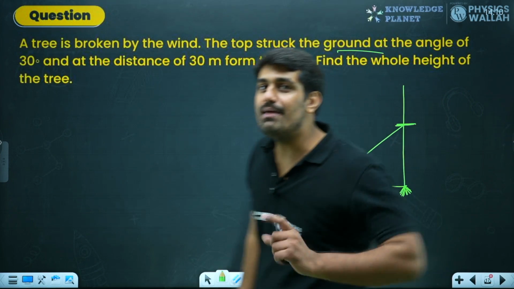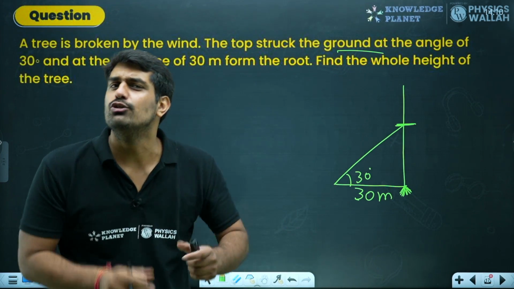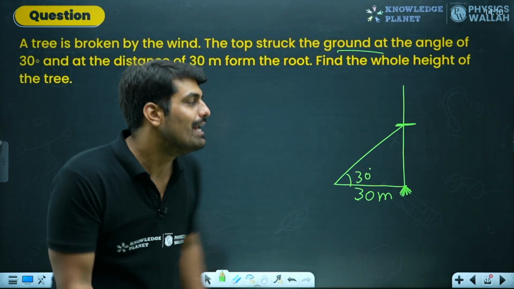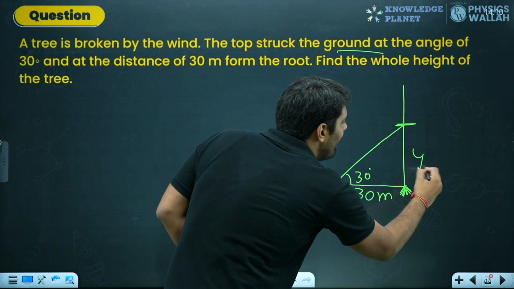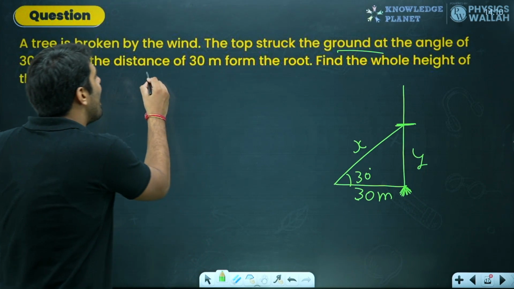At the moment, when I have drawn the figure, the thing is not complete. The thing is broken into two parts. So let us start by assuming two different things. Let me call this y and let me call this x. If this is y and this is x, what will be the height of the tree?